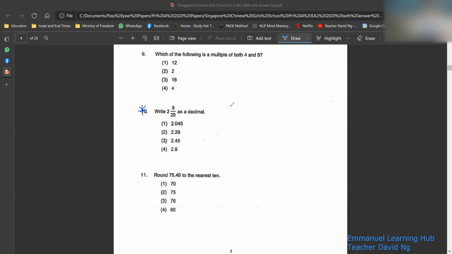To do 9 divided by 20, there are a few ways. One is to ask your good friend calculator, but you are not allowed to use a calculator in this paper. So you have no access to your good friend. The only way to do that is to use proper division. 9 over 20. Okay, you ready to divide 9 by 20? Are you ready? Let's do it together.